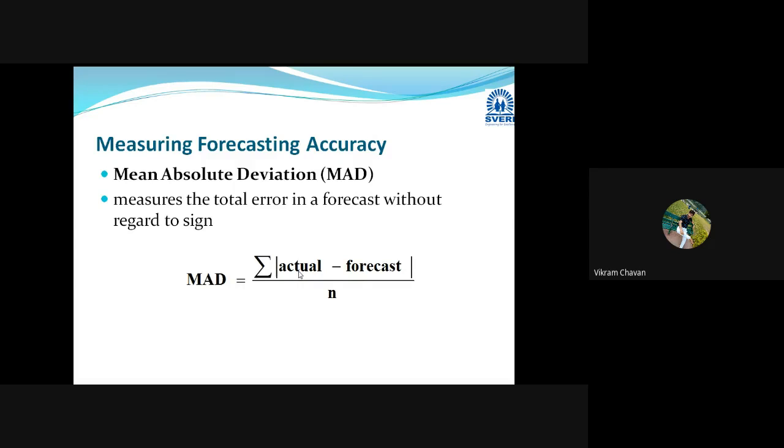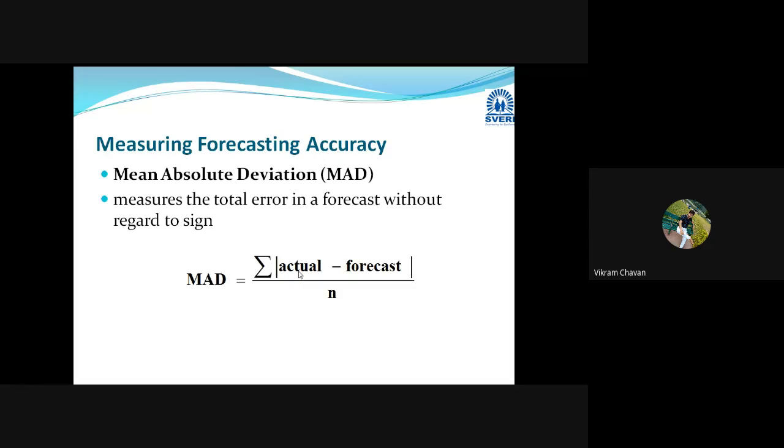So MAD, or mean absolute deviation, is equal to summation of mod of actual minus forecast, whole divided by n, that is the number of periods or the total number of errors. Write down the formula: mean absolute deviation in bracket MAD.